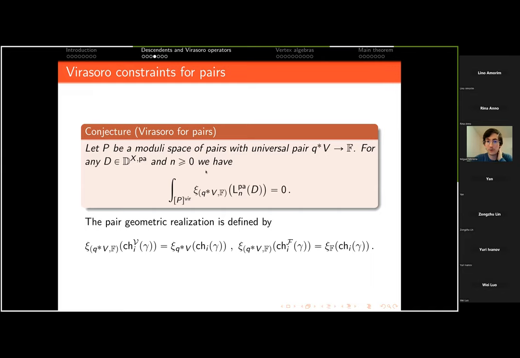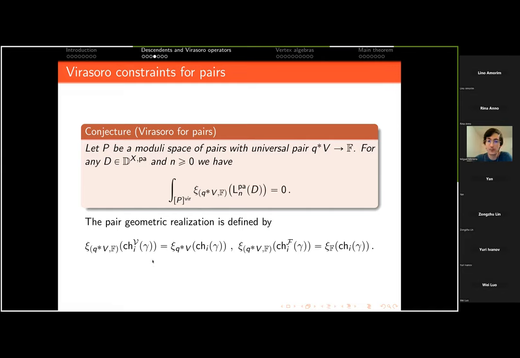So for a moduli space of pairs with a universal pair like this, if I take any element in the pair descendant algebra and I apply this operator L_n pair, then I take its geometric realization with respect to the universal pair. So that gives me a cohomology class on the moduli space, and then I integrate against the virtual fundamental class. This is always zero for every d that I start with, and for every n that I start with. I apply the operator, I take the geometric realization, I integrate this, and then this is zero.